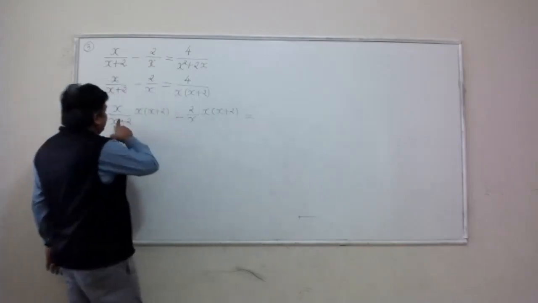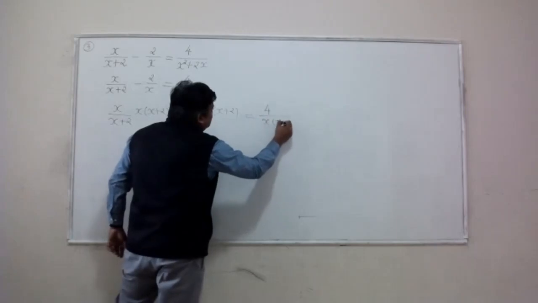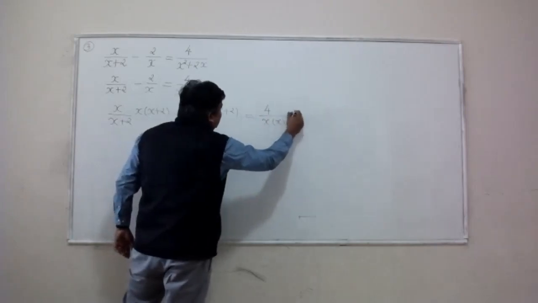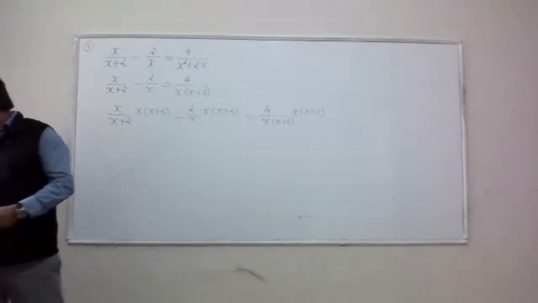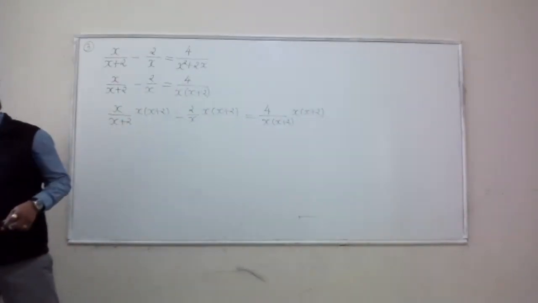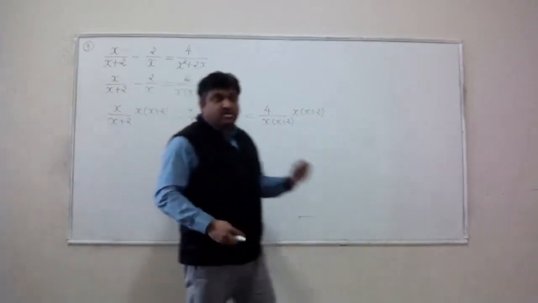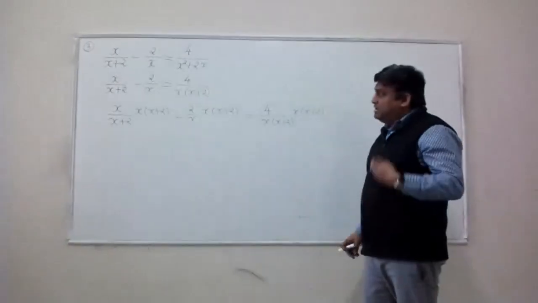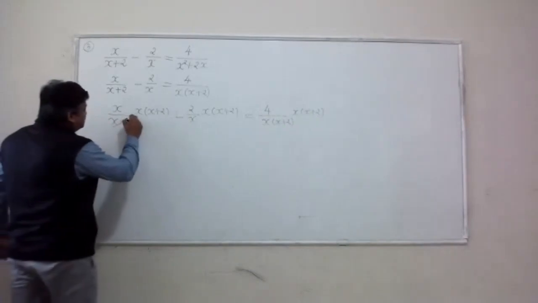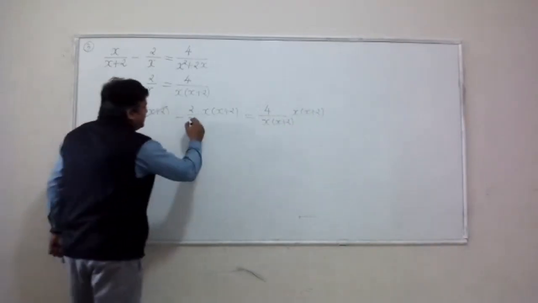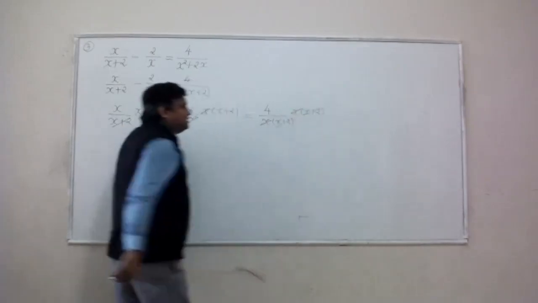Let's do that. I am multiplying the first term by x times x plus 2, the second term by x times x plus 2, and the one on the other side by x times x plus 2. All right. So I multiplied every single term by x times x plus 2. Now, as I say, this will help me eliminate denominator completely. Look at the first term. X plus 2 is gone. x is gone, x is gone, x plus 2 is gone.